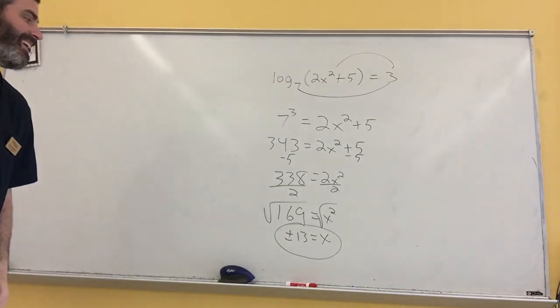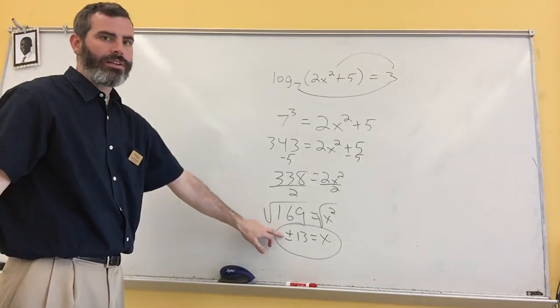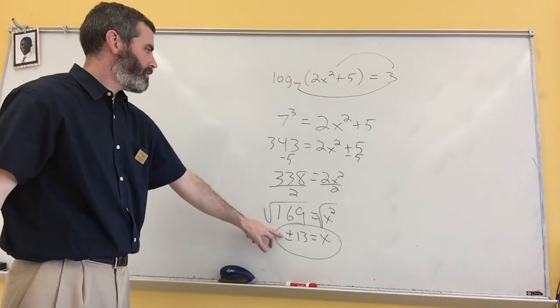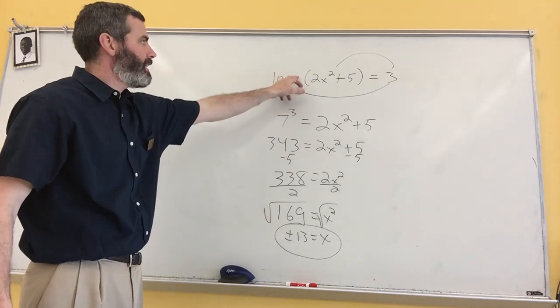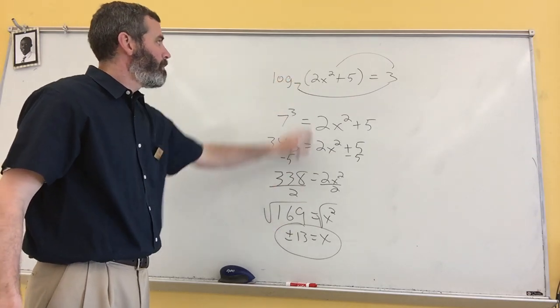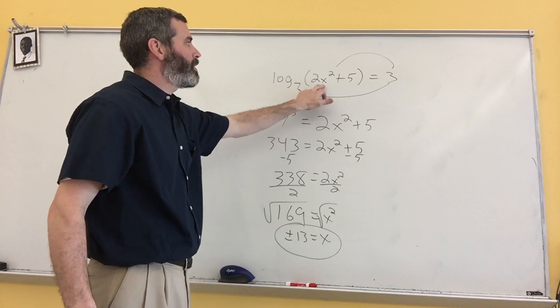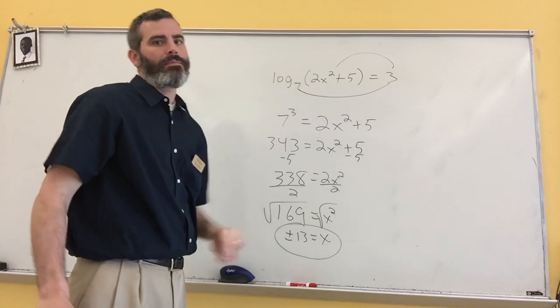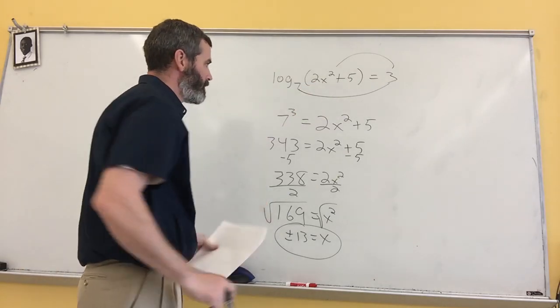However, when I'm taking logs, I've got to make sure that I don't have any extraneous solutions, right? Can't take a log of a negative number. So plus or minus 13 are actually both going to work because a negative times a negative is a positive. So answer is plus or minus 13.